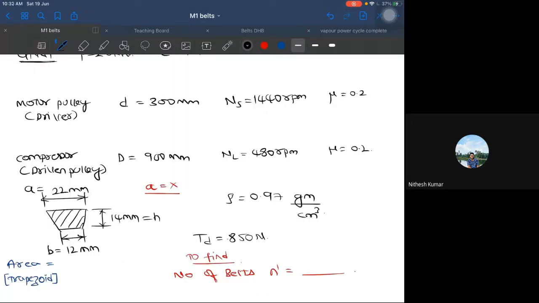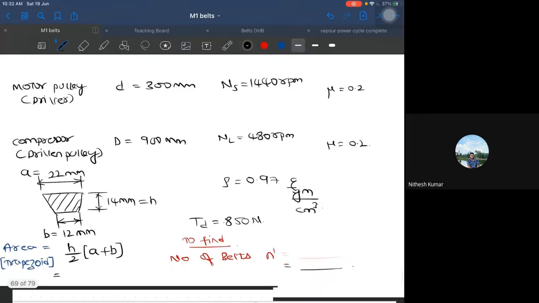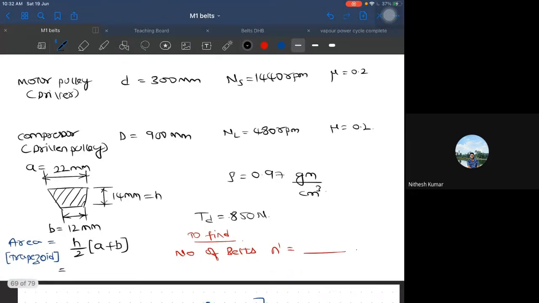That is known. So I will take the formula which Nitish has given me. Area is equal to, I will put it in the right order, h divided by 2 into A plus B. Is that right, Nitish? Yes, sir. Now please calculate according to this formula. It is 14 mm by 2 cross 12 plus 22. From this, what is the value of A in meter square?